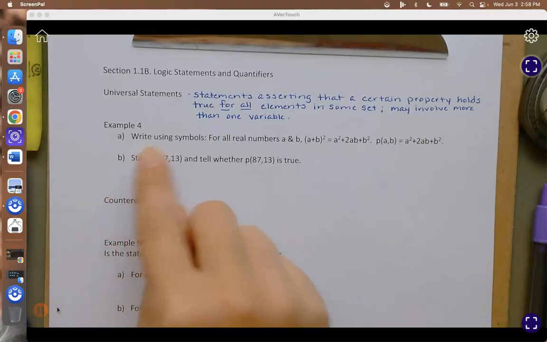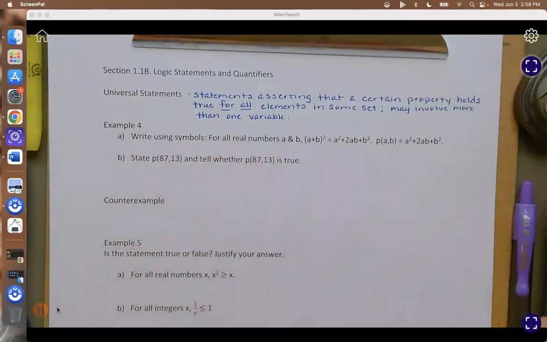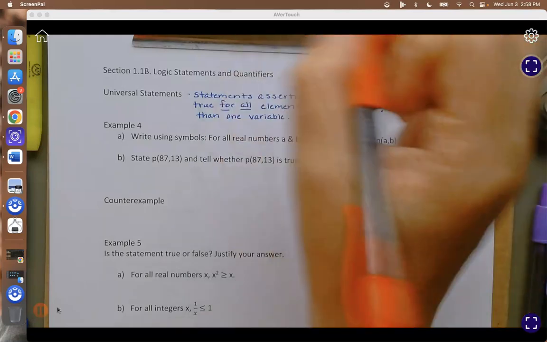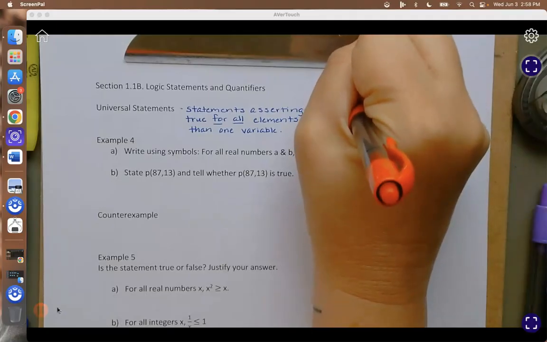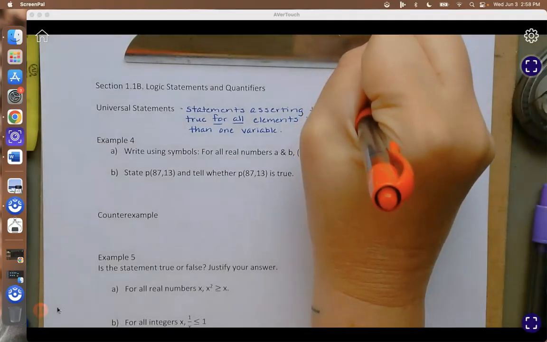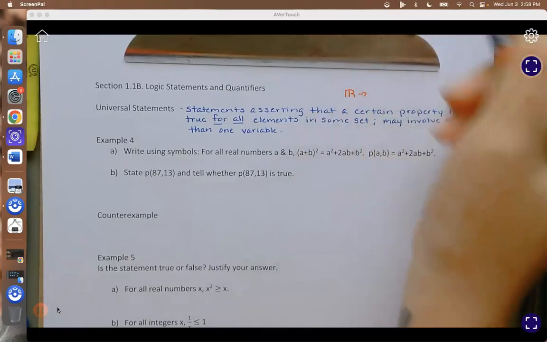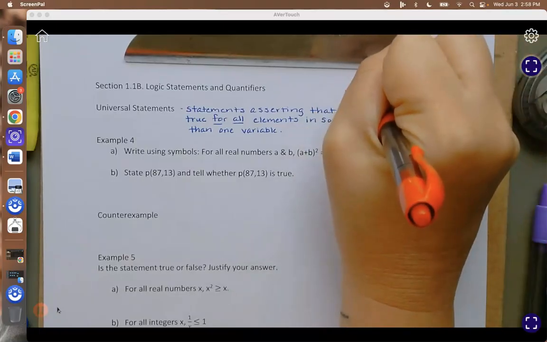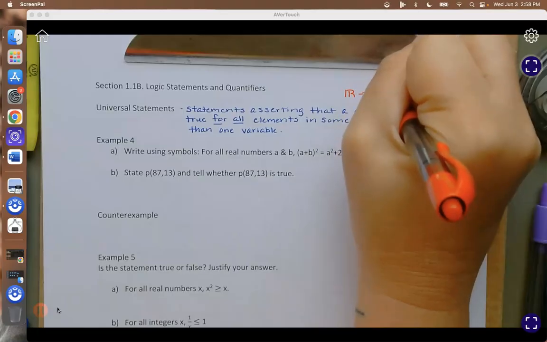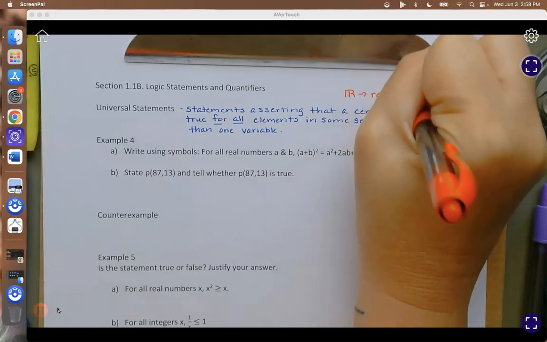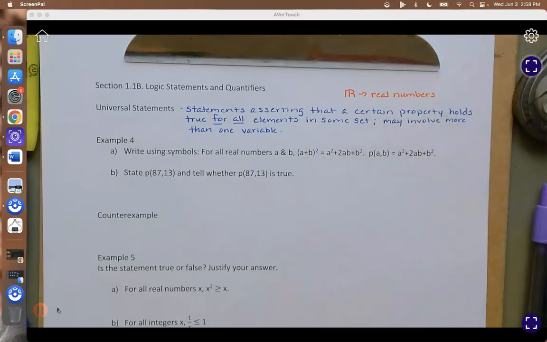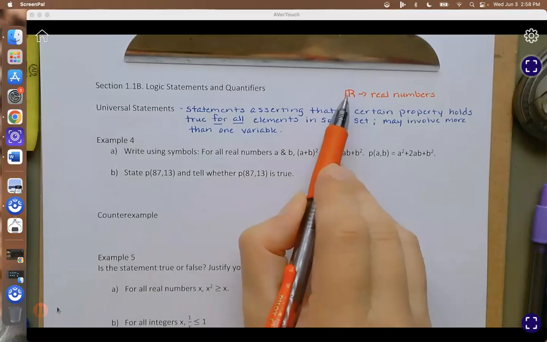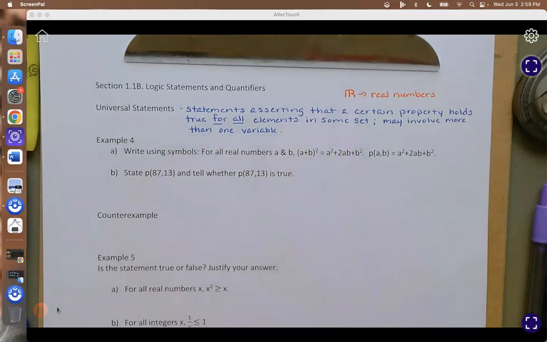So write using symbols for all real numbers. I don't know if you learned this in Math 1 or not, but for all real numbers, the double-back R is the symbol we use for real numbers. Back when I taught Math 1, I did teach my students the symbol for real numbers, but you may not have. And a lot of people put their little double back closer together, but it's okay.